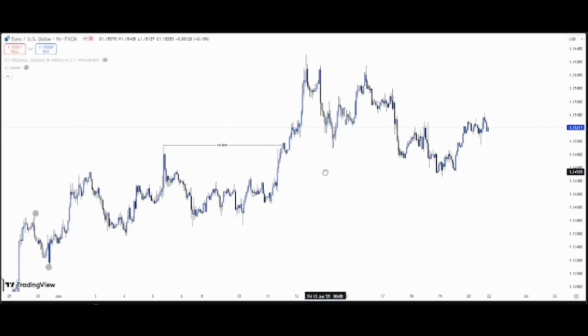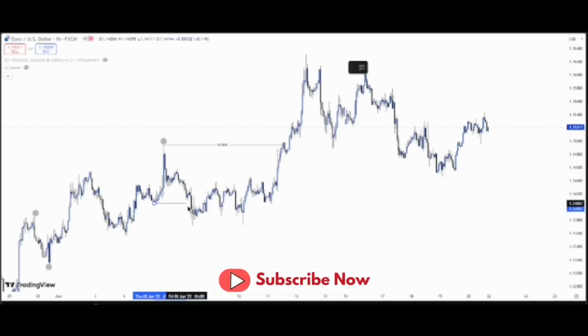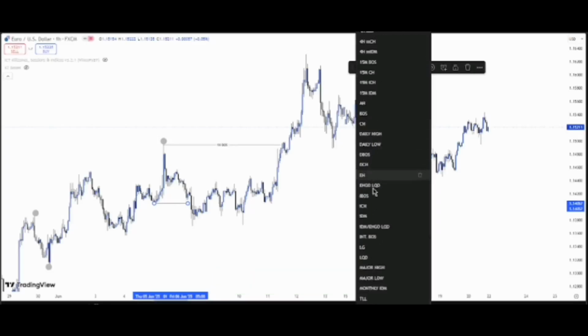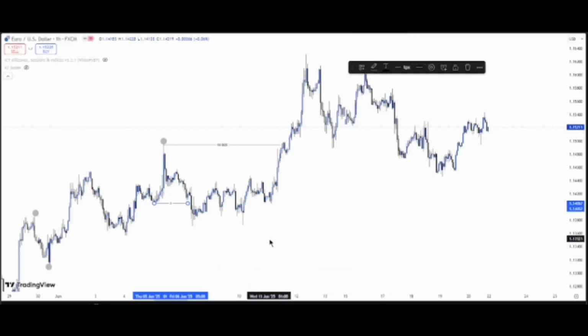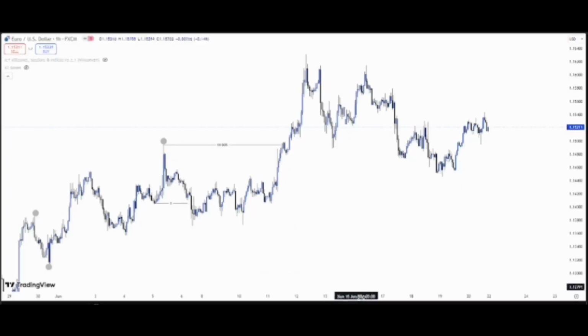And after the BOS, why is it a major structure break? It is a major structure break because this is a valid high when it took out inducement. And where is the inducement here? Well, inducement is somewhere around here. So once inducement is taken out, your high or low is confirmed. And after that, price travels higher. And now, where is your major structure low here? Look at your major structure low right here.